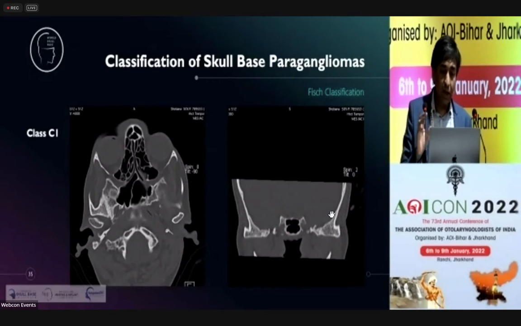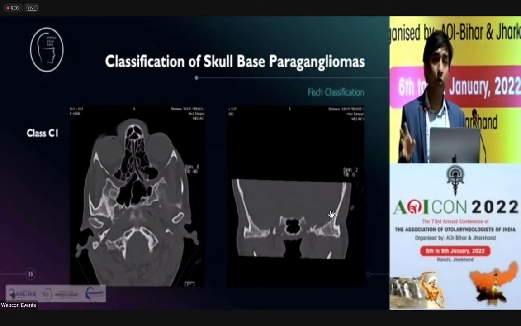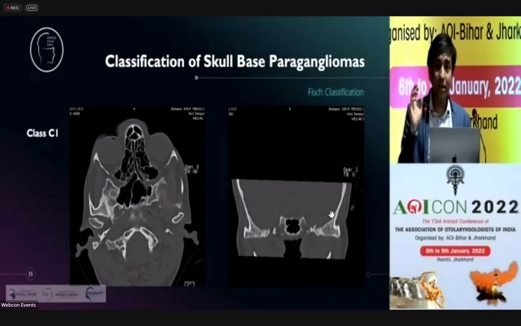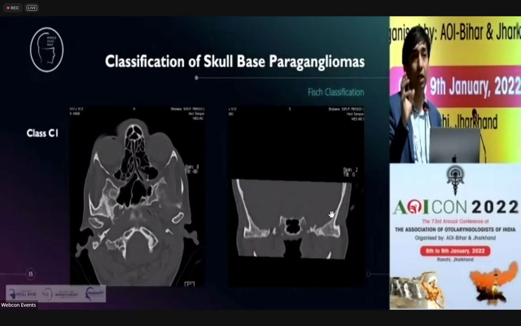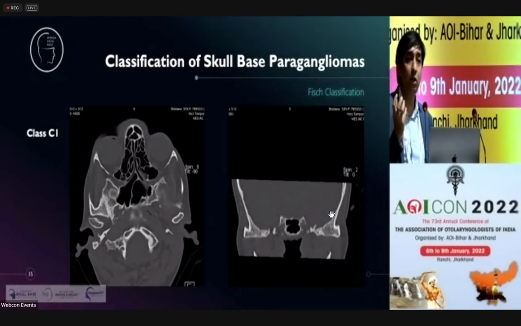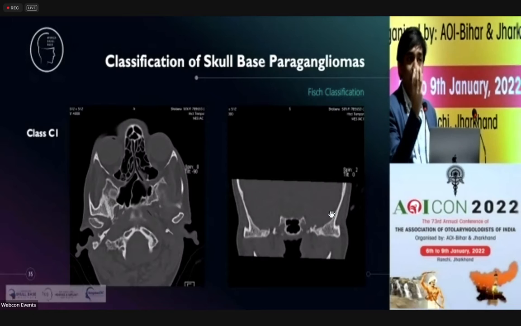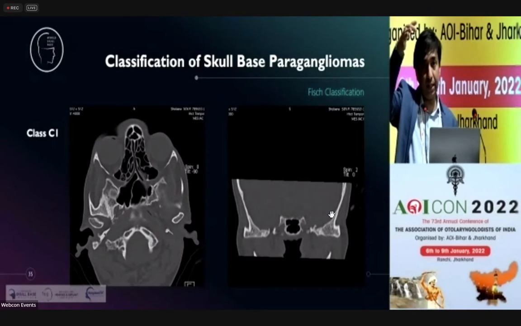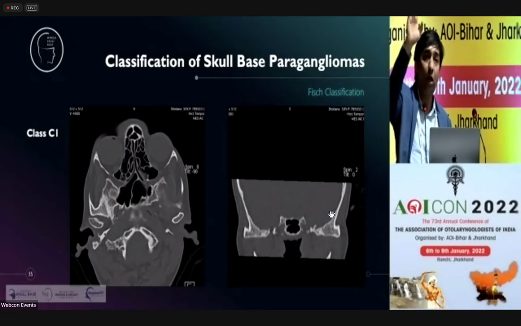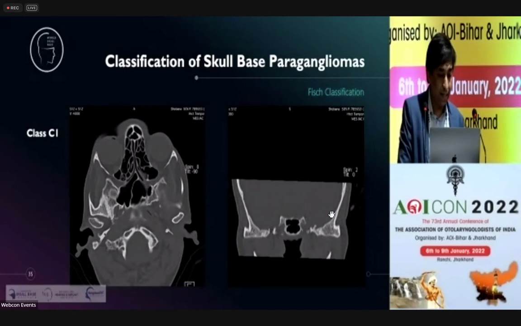Now, sticking to tympanojugular paragangliomas, and my focus will be on tympanojugular paragangliomas, what is a C1 tympanojugular paraganglioma? C1 is when the paraganglioma that has arisen from around the jugular bulb has made its way right up to the skull base, touching the carotid canal, not going into it, not going along it, not so much into the middle ear also.